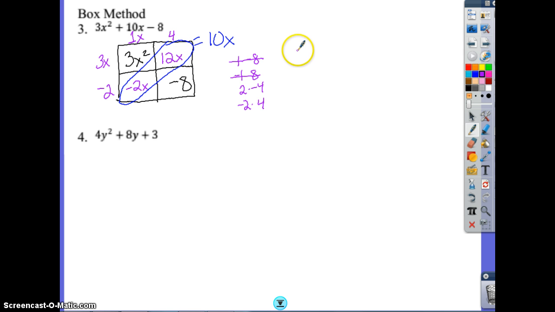Now the last step in this one is to actually write the factorization, which is what's on the outside. So it is x plus 4, because that's a positive 4, and 3x minus 2, and that's your factorization there.